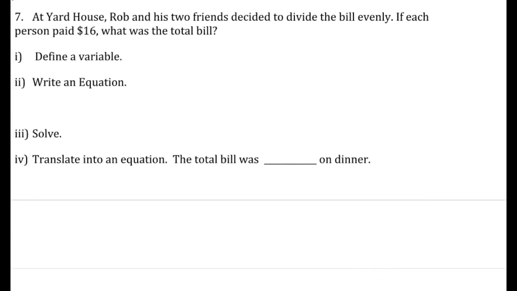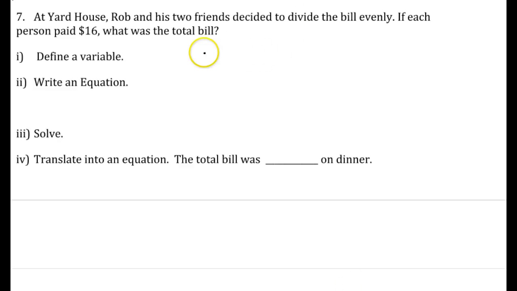Okay, almost done there. Okay, Yard House. At the Yard House, Robin and two friends decided to divide the bill evenly. Each person paid $16. What was the total bill? So we could say T for total bill. How many people are there? 3. 3 because Robin and two friends, so we have 3 people total.